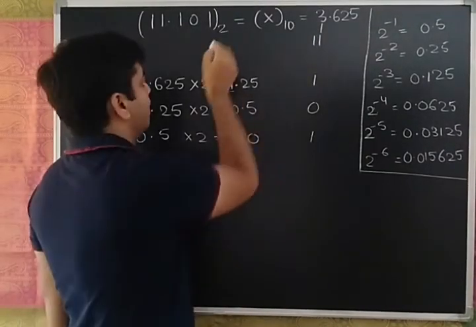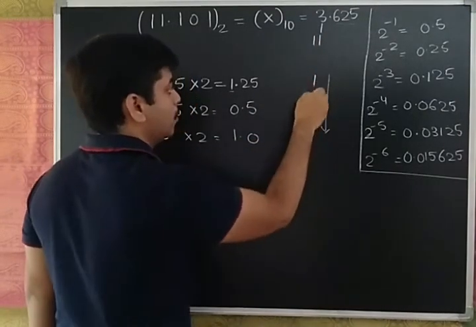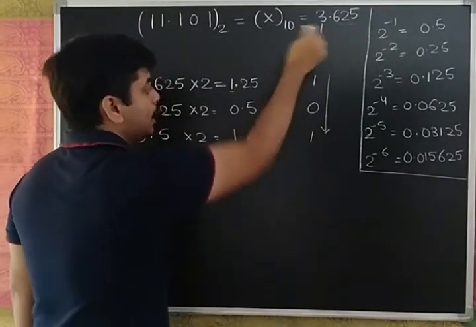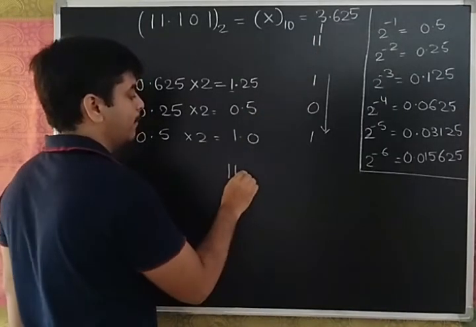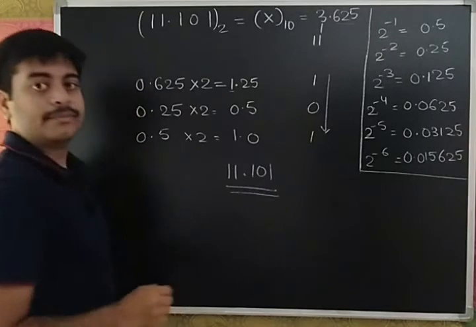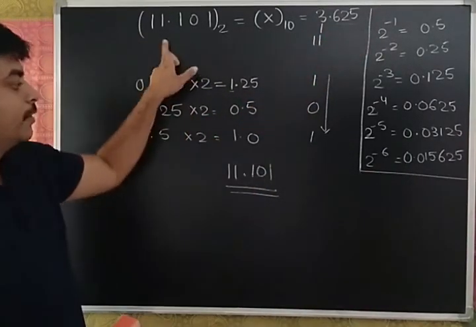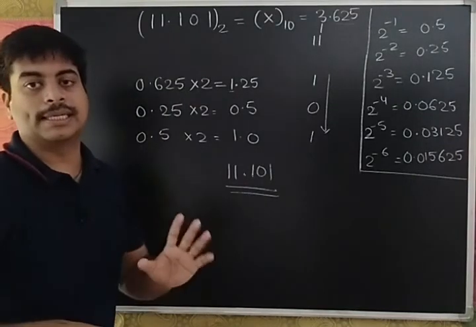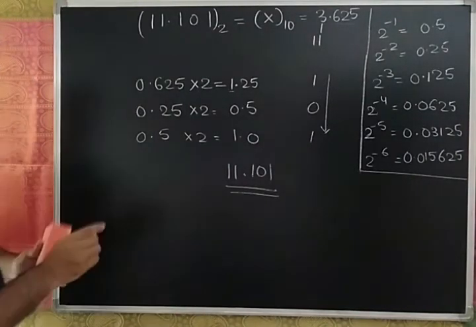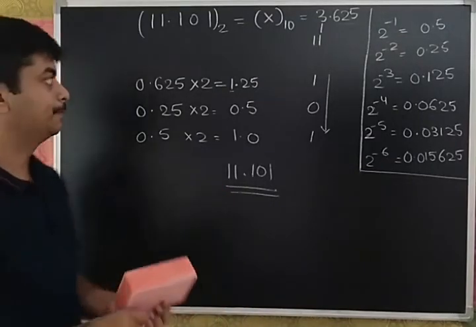So this 0.625 equivalent is 101. So it is 11.101. That is the equivalent binary number for the number 3.625. The same thing which we got. Yes, so this is correct. Okay, so let us have a quick revision of what we have discussed in today's class.